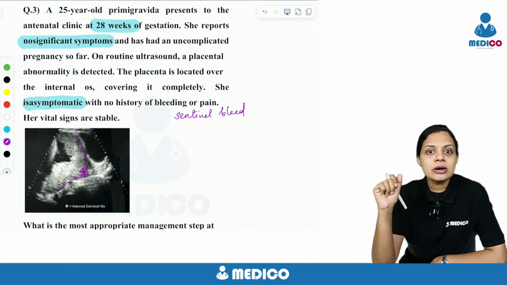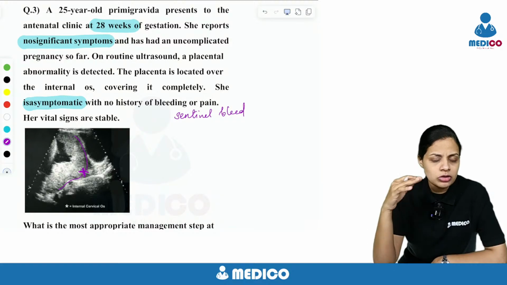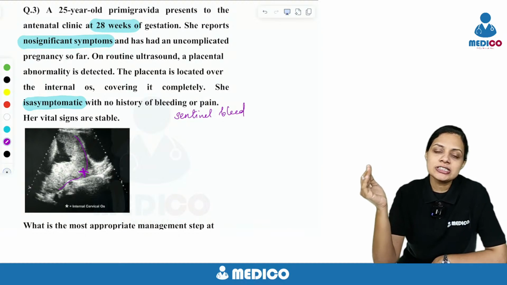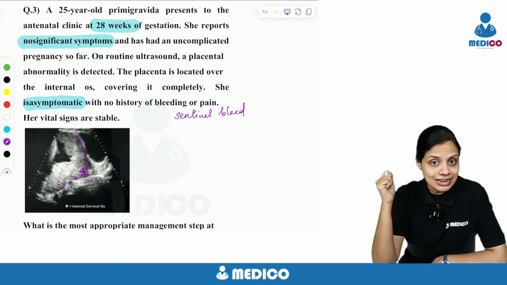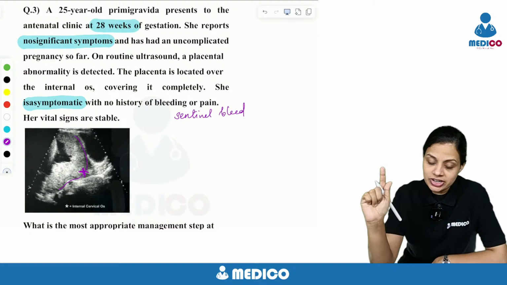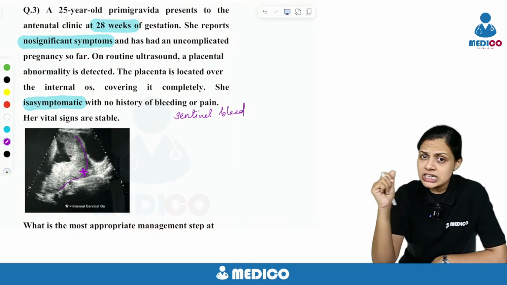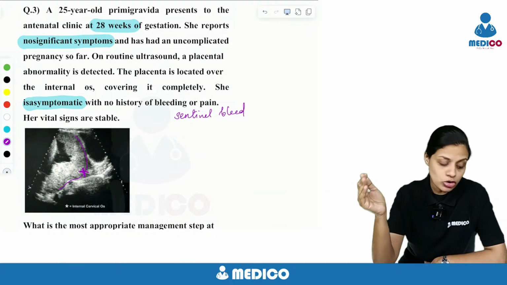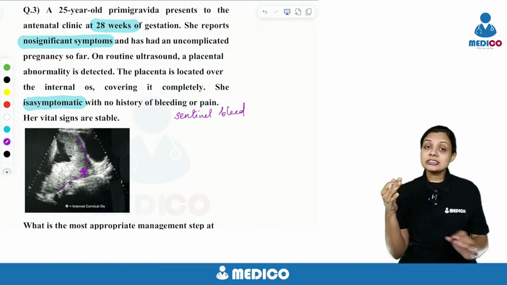When you are doing a per abdominal examination, you will find the uterus is corresponding or maybe a little more than the period of gestation because the placenta is lying in the lower uterine segment. The uterus will be relaxed. There won't be any contractions. It will be soft. She may not have pallor, or even if she does have pallor, it will be proportional to the amount of blood that she has lost.